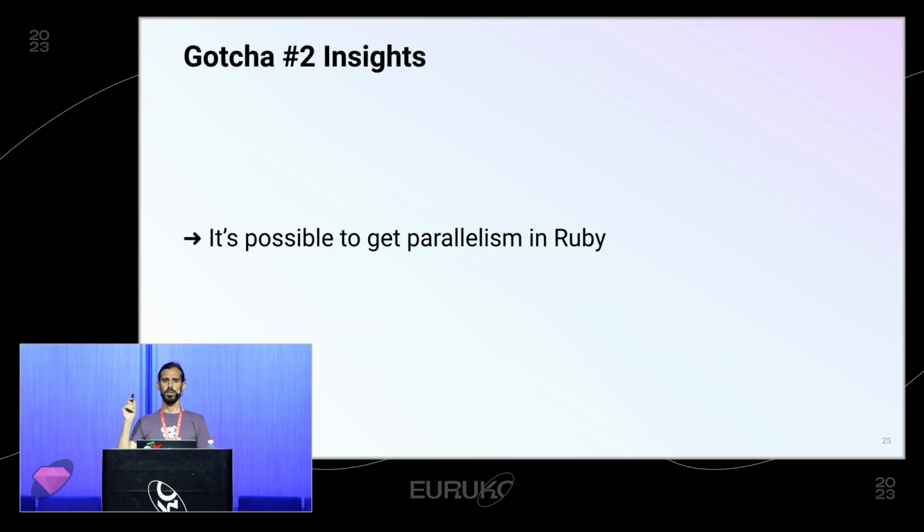Okay, some insights on this. It's possible to get parallelism in Ruby, so don't let anyone tell you otherwise. And also with processes. For a long time, people have been doing parallelism in Ruby using multiple processes, using web servers like Puma configured in multi-process mode, or Unicorn, etc. So it's a great way to get parallelism in Ruby.